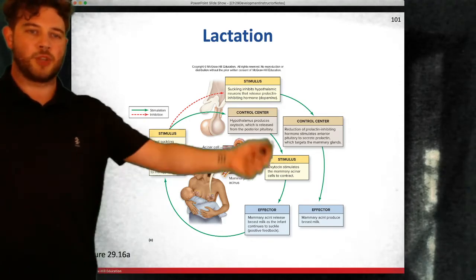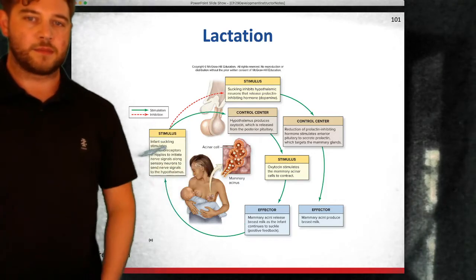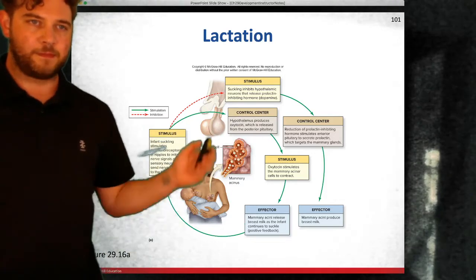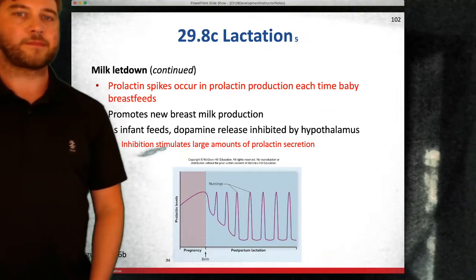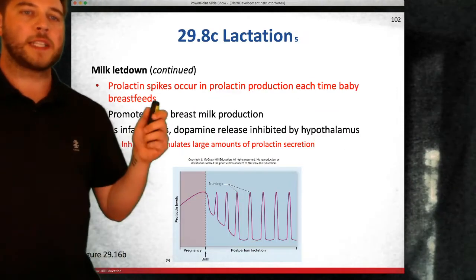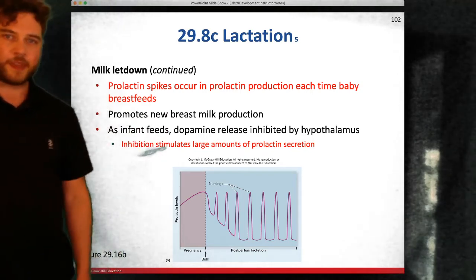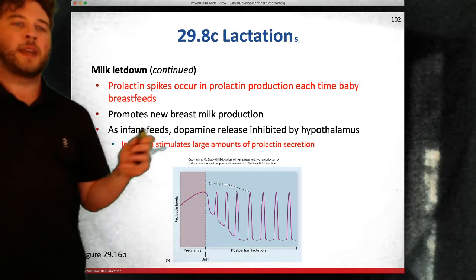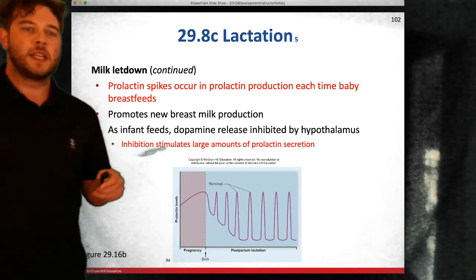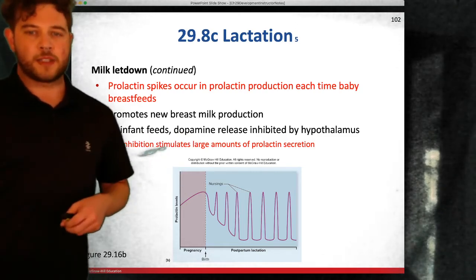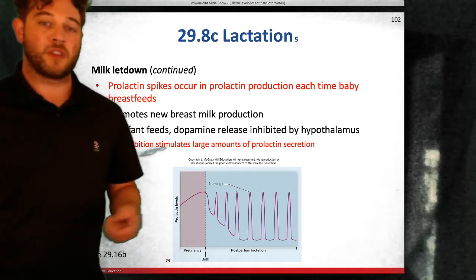So again, you should know the stimuli and what it's going to be doing, whether it's inhibiting or stimulating. Okay, so prolactin spikes occur in prolactin production each time the baby breastfeeds. It promotes new breast milk production, and as the infant feeds, dopamine release is inhibited by the hypothalamus. That stimulates large amounts of prolactin secretion to make sure that there's plenty of milk for the baby.